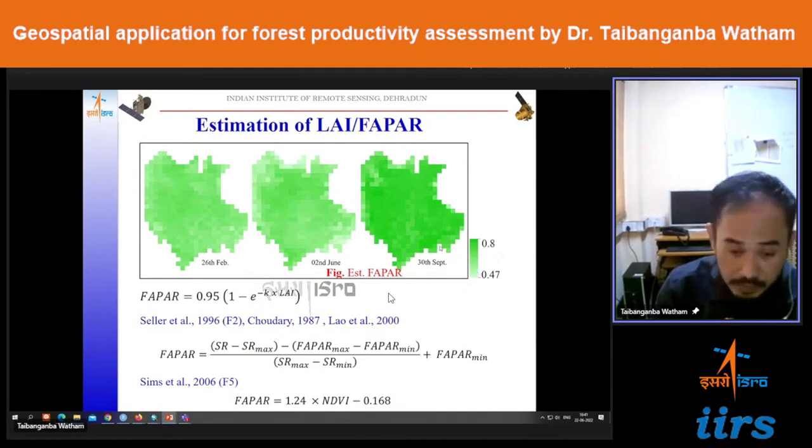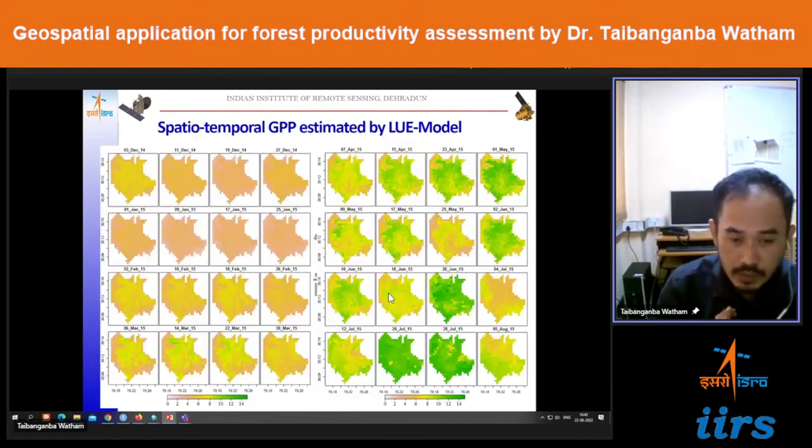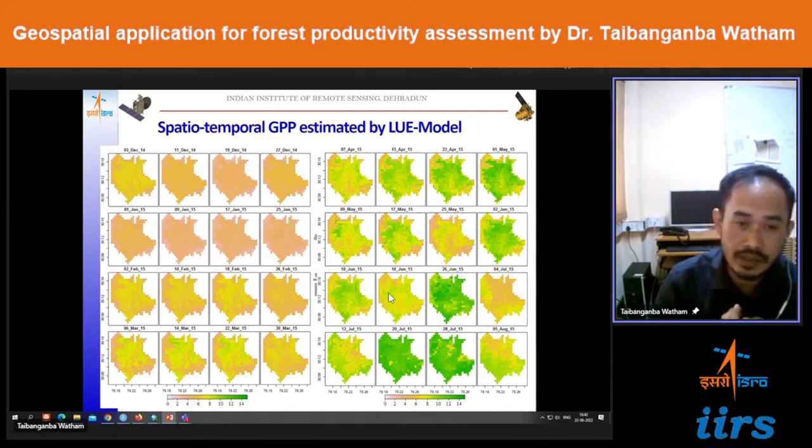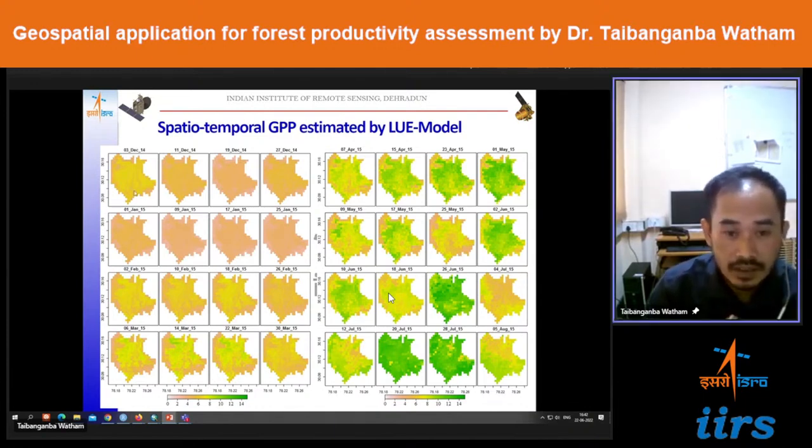Once we have the FPAR from the satellite, and we have the PAR from the ground data, we will be able to execute the different vegetation models, like the LUE model, and we can estimate or assess the GPP for this Burkot area. So this is how we have done it.